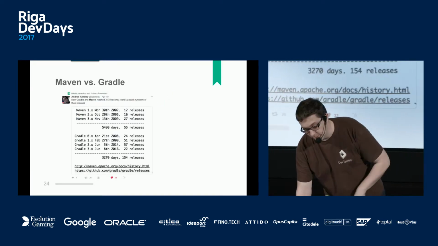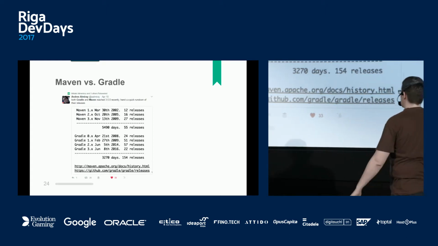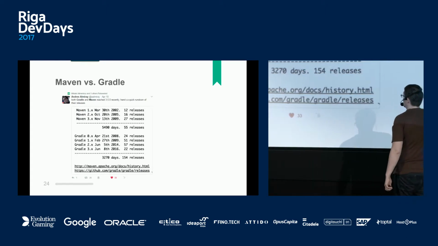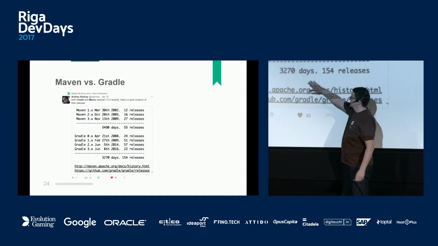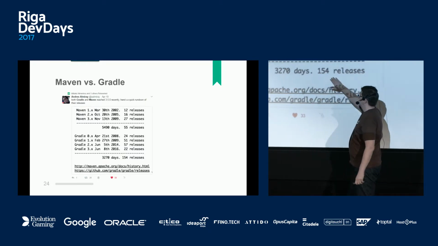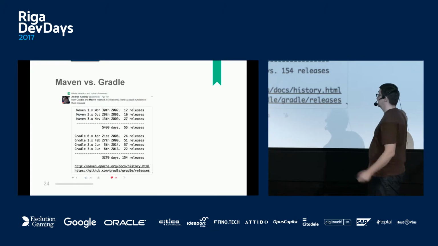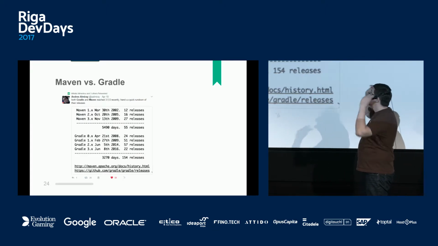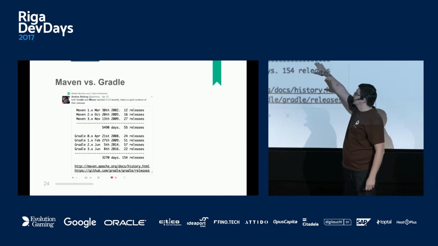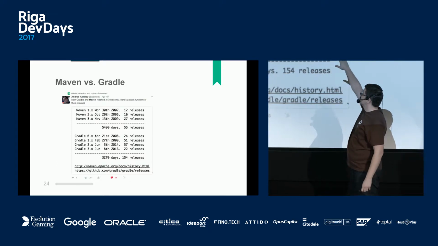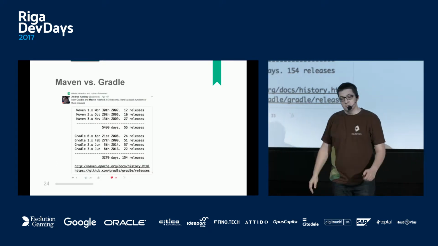This is actually a valid point about the Maven and Gradle comparison: within 10 years of existence, almost 10 years, Gradle has 154 releases. Stable, good, tested releases. At the same time, Maven, within 15 years of development, has three times fewer releases.